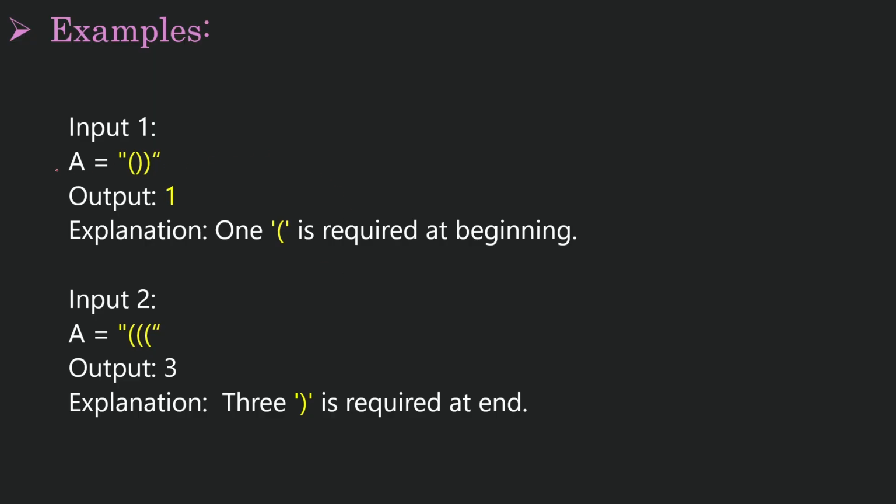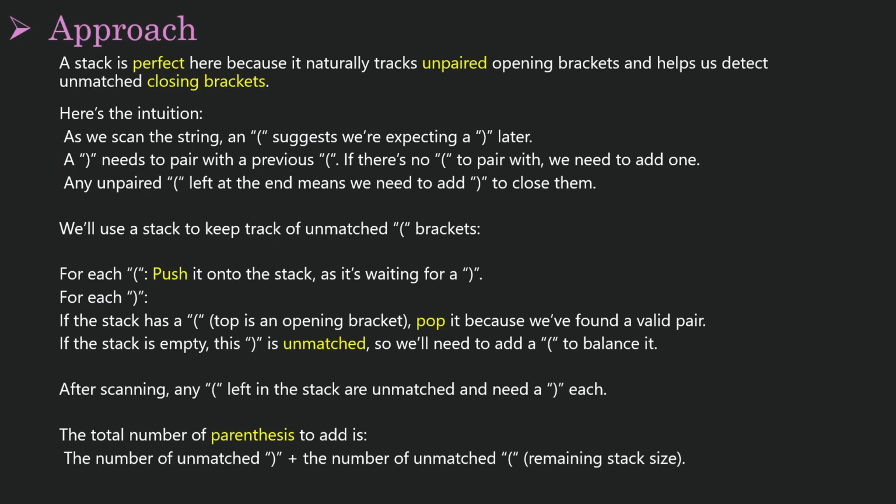Examples. Input, open bracket, close bracket, close bracket. Output, 1. Explanation, add one open bracket at the start to get a valid string. Input, open bracket, open bracket, open bracket. Output, 3. Explanation, add 3 close brackets at the end to get a valid string. The output is a single integer, the minimum number of parentheses to add.